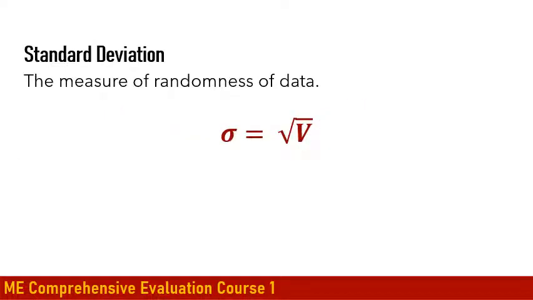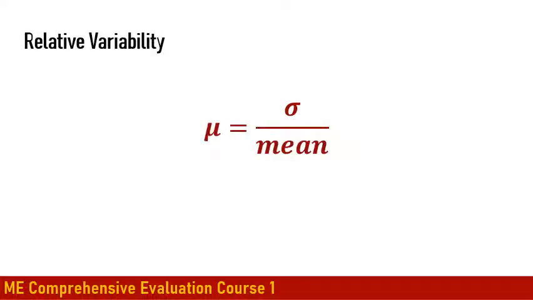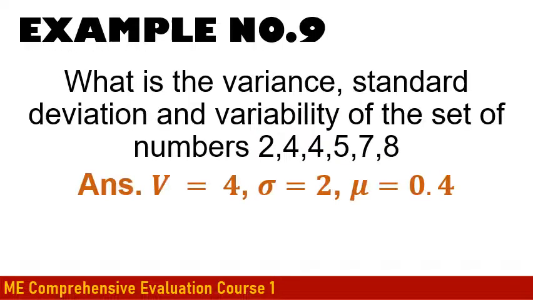Standard deviation is just the square root of the variance and is the measure of the randomness, or how scattered the numbers are. Relative variability is equal to the standard deviation divided by the mean. Let us have an example. What is the variance, standard deviation, and variability of the set of numbers 2, 4, 4, 5, 7, and 8?